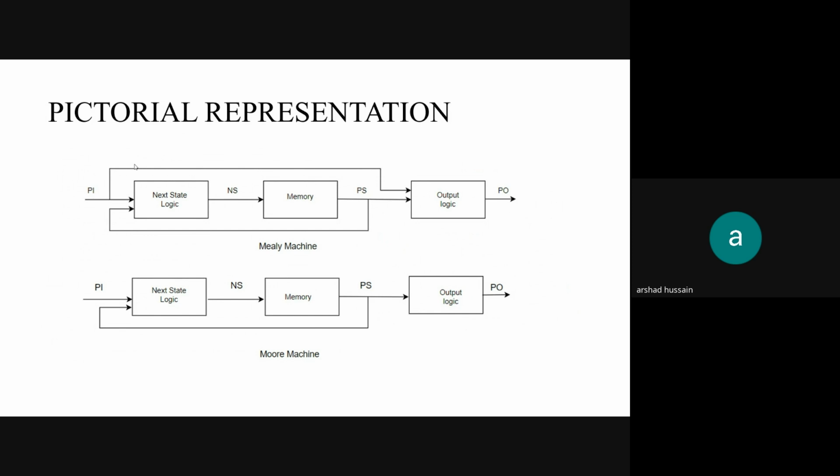Here the next state logic, as you can see, is a combinational logic, and the output logic is again similar. For the Mealy machine, it takes the primary input and present state, and it generates the primary output. So we can see for the Mealy machine, the output is dependent upon the primary input as well as the state. But in the case of the Moore machine, the output is dependent only on the present state and not on the input.